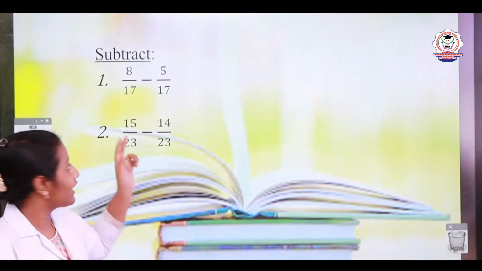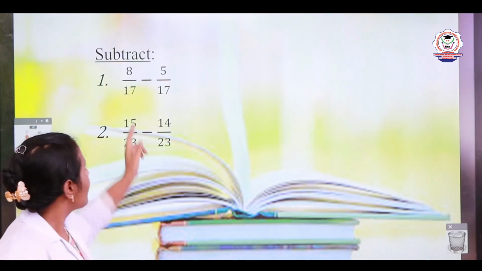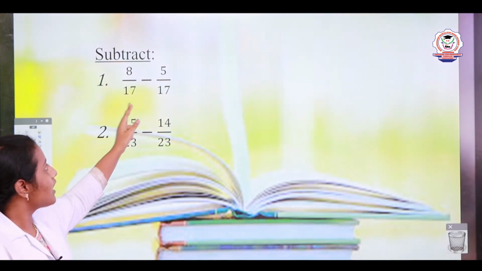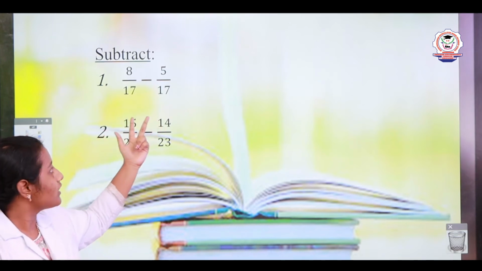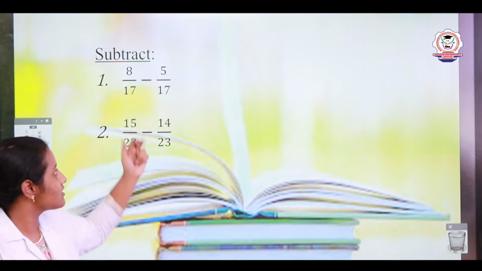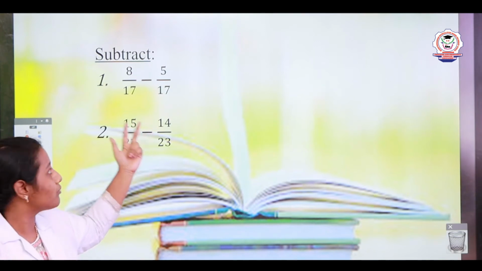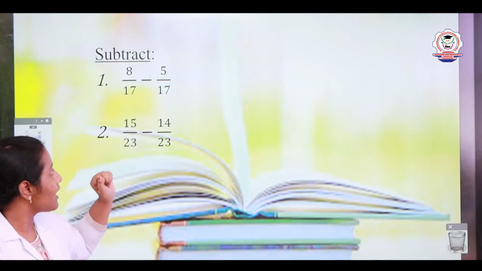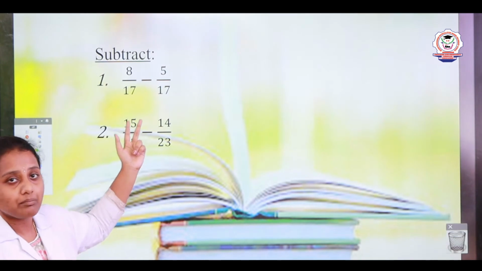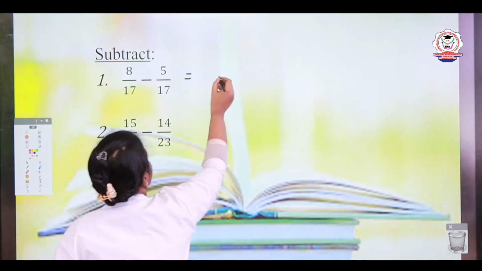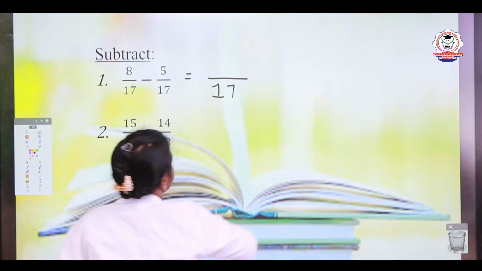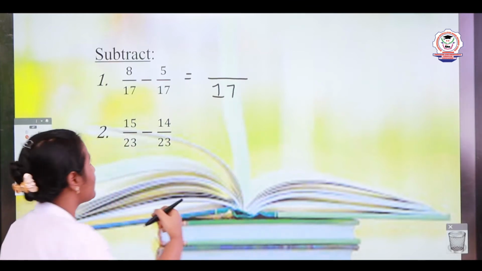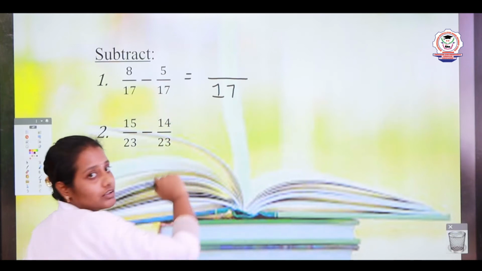See here, my dears, there are two example sums. First one, 8 by 17 minus 5 by 17. The first step is to check whether the denominator is the same or not. Yes, it is a like fraction. Both denominators are the same, so we will directly subtract the numerators. The denominator is the same, so we put the common denominator. Now we subtract the numerators.